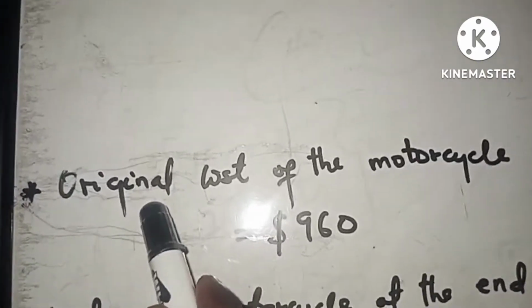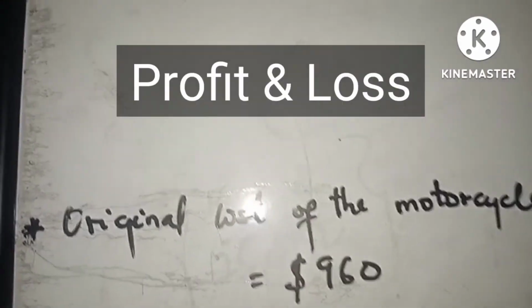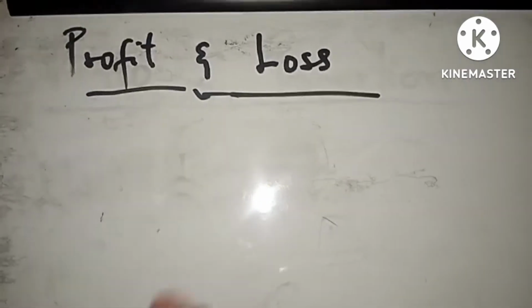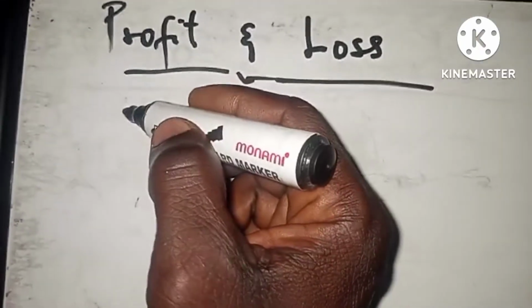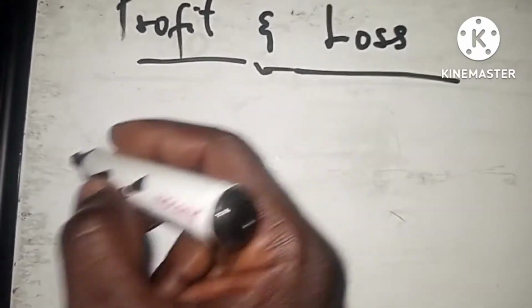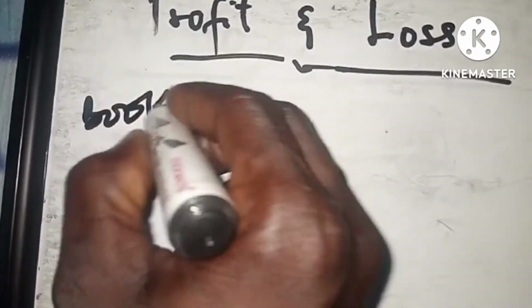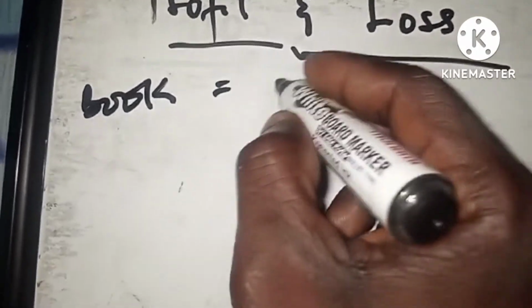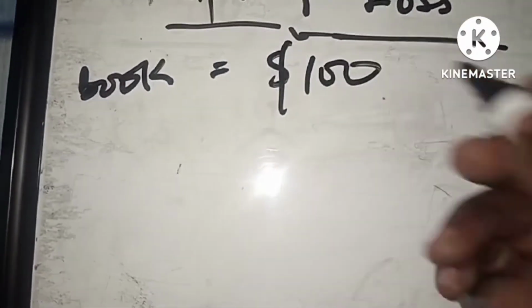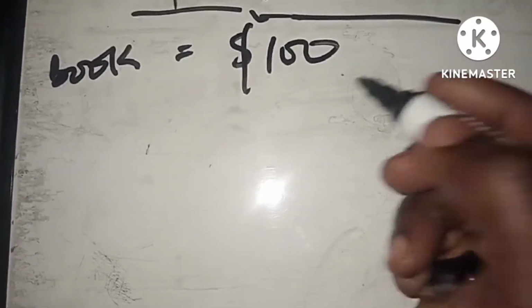This is profit and loss, right? So before we get to the questions, let's understand the meaning of this first. The idea of a profit is that, let's say you buy an item, maybe a book, any book, a book that costs you, let's say, $100. So this is the cost of the book.